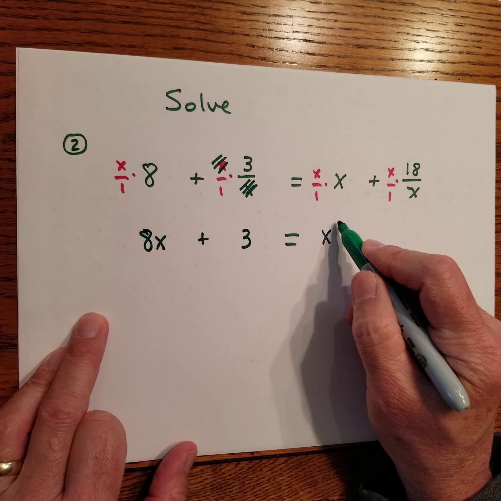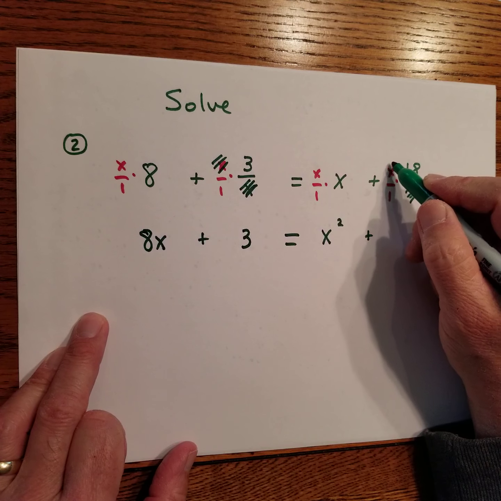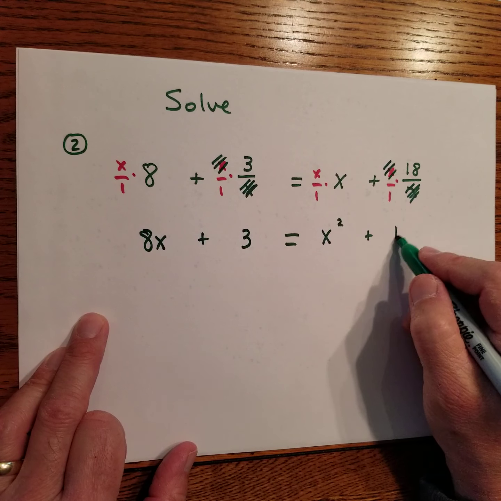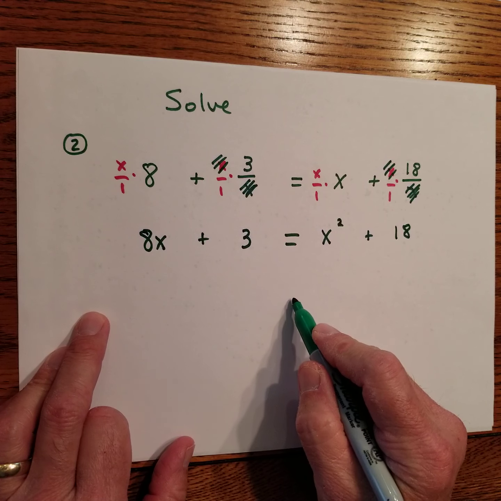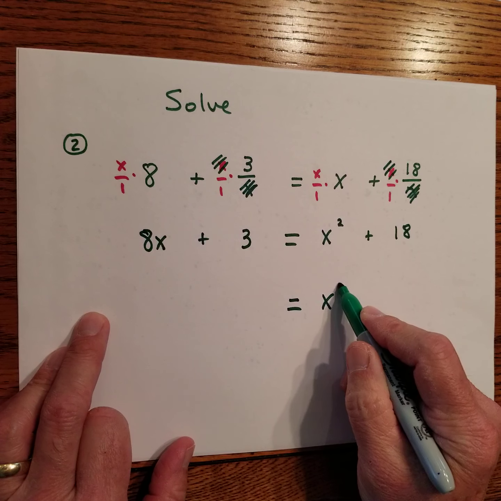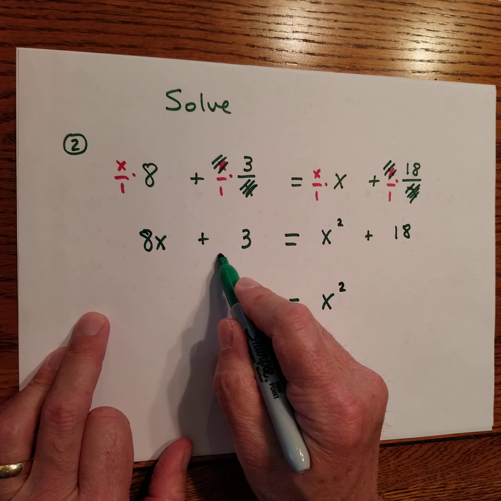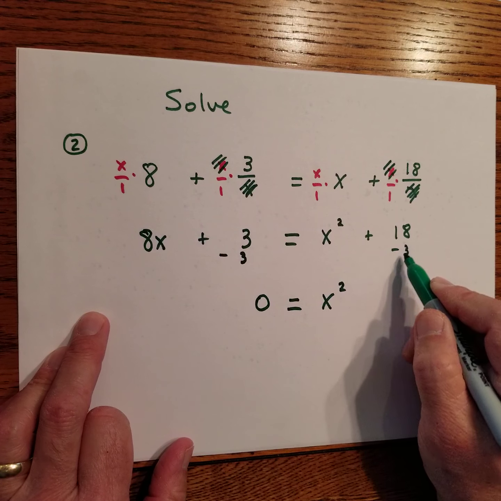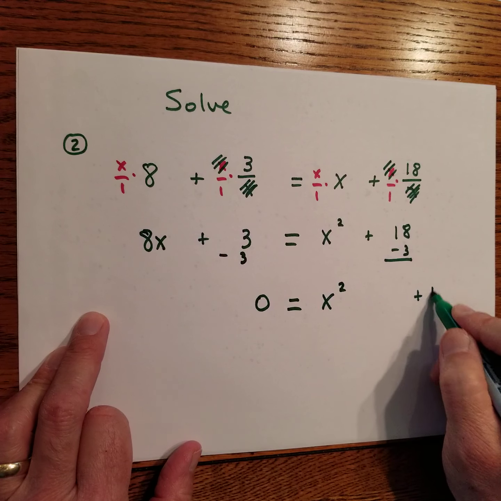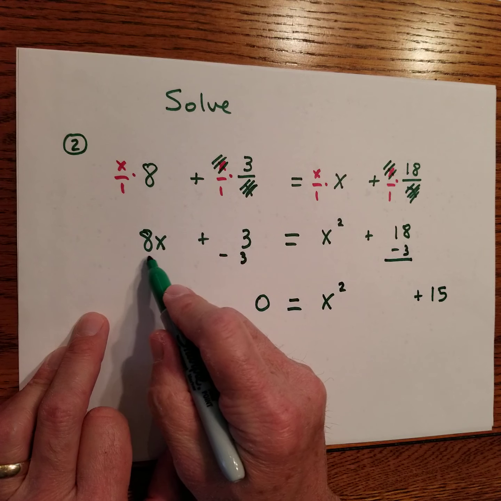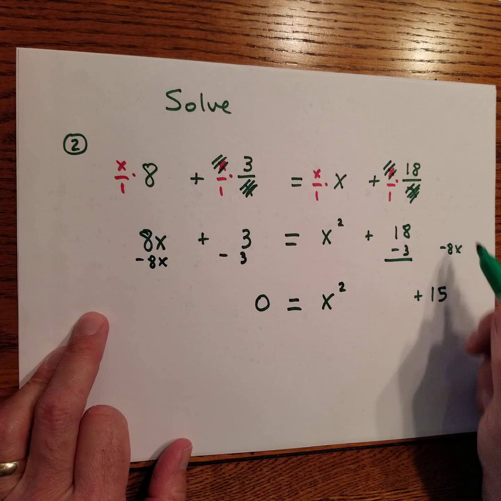x times x is x squared. And again, this x in the bottom cancels perfectly with this x in the top, leaving that 18. Now it's quadratic, so we should set it equal to 0. Let's move this positive 3, get rid of it with a negative 3. 18 minus 3 is 15. And this positive 8x we'll get rid of by subtracting 8x. I have nothing to subtract it from.